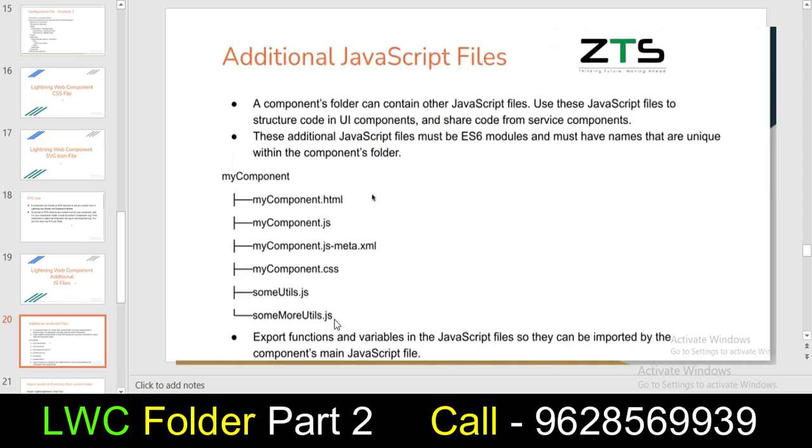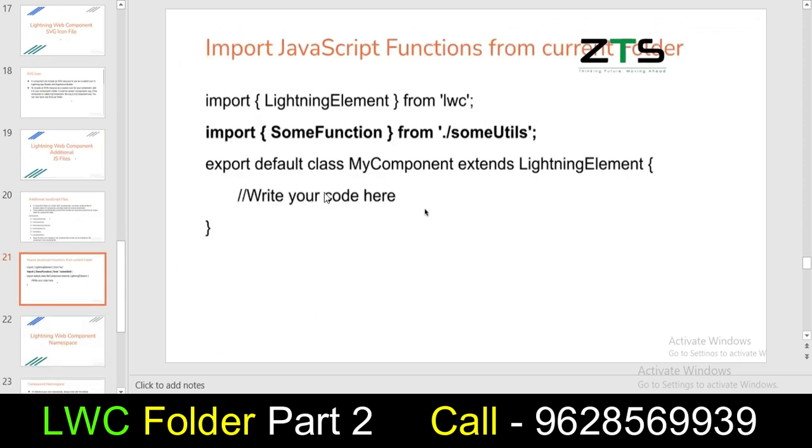Okay, how to import additional javascript files, so I can show you. Additional javascript files must have different names; the same name cannot exist. You can see this: import lightning element from LWC. This is already created automatically, but I want to import some functionality from an additional JavaScript file. You can use the functionality from some utilized, which is an additional JavaScript file, under single quotes with a dot and the file name. Okay, export default and the logic, you can use in my components, right?